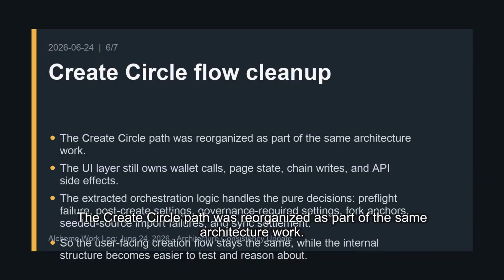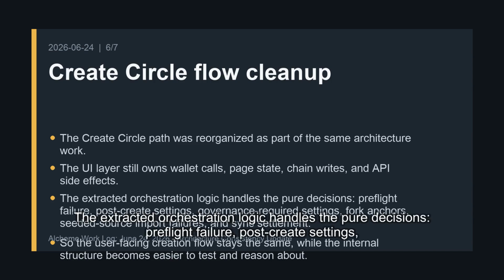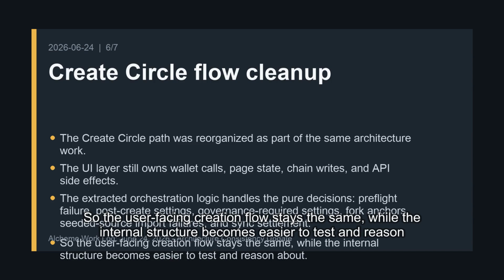The create circle path was reorganized as part of the same architecture work. The UI layer still owns wallet calls, page state, chain writes, and API side effects. The extracted orchestration logic handles the pure decisions: pre-flight failure, post-create settings, governance required settings, fork anchors, seeded source import failures, and sync settlement. So the user-facing creation flow stays the same, while the internal structure becomes easier to test and reason about.